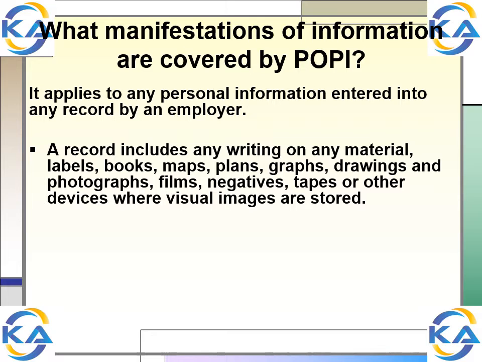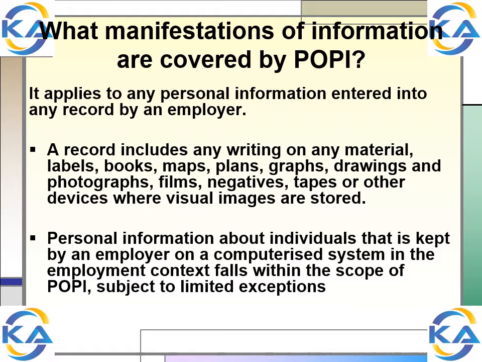So also in the event of your fingerprint where you have to sign in at the gate in terms of biometrics, that is also seen as personal information. Personal information about individuals that is kept by an employer on a computerized system, maybe cloud-based, maybe on a server, in the employment context falls within the scope of POPIA, subject to limited exceptions. So whether I keep your personal information manually or whether I keep it electronically, that is seen as information kept by the employer.